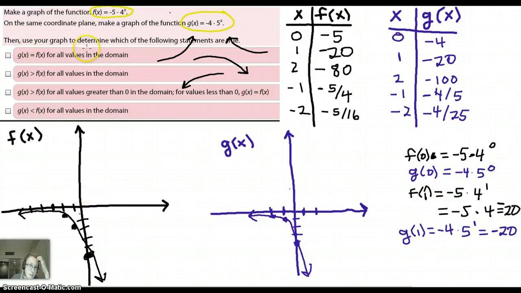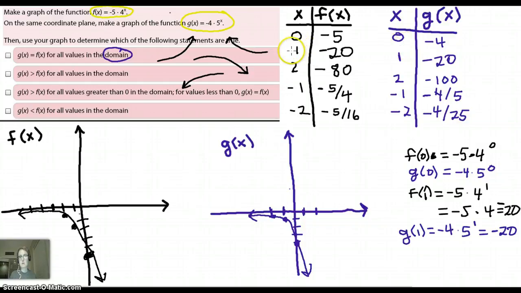It says, use your graph to determine which of the following statements are true. G of x equals f of x for all values in the domain. The domain, remember, are just x values. So for any x value we pick, it says that f of x and g of x are going to be the same. Well, let's see if that's true. When we chose 0 for x, we got different answers. So already we know that's a lie.